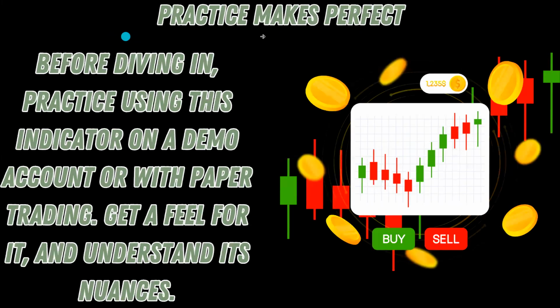At the end of the day, practice makes perfect. So before diving in, you want to practice using this indicator on a demo account or with some paper trading. Oftentimes a lot of platforms have it where you can go back in time. They have some kind of rewind feature, or Thinkorswim has the on-demand feature, and you can get a feel for the indicator and understand its nuances. You can even try to apply it to individual stocks.